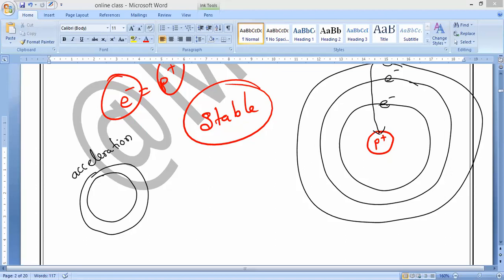So please all of you keep the heading: Drawback of Rutherford model of the atom.